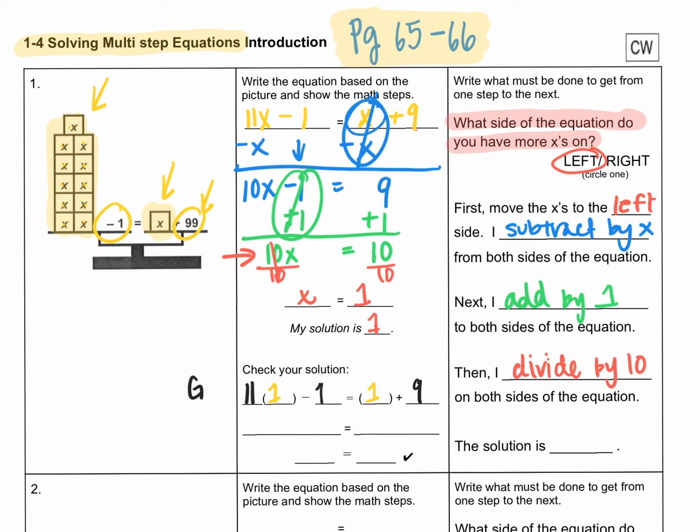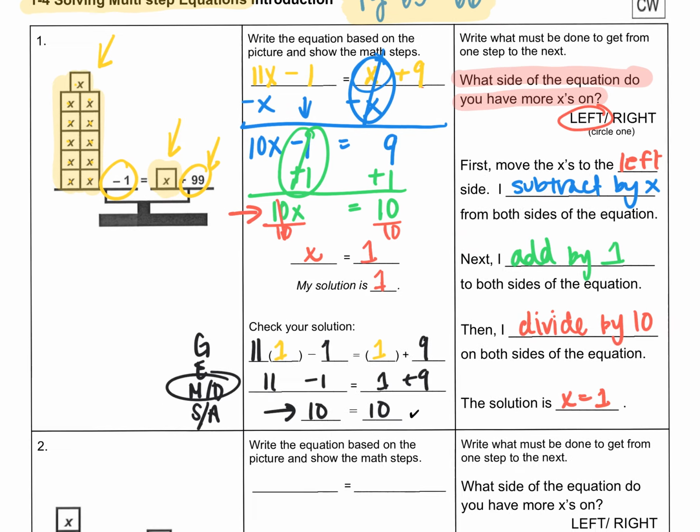From here, we're just going to follow order of operations to simplify. We have multiplication, subtraction, and addition. I want to do multiplication first. 11 times 1 is 11. 11 minus 1 is 10. 1 plus 9 is also 10. So this means 10 equals 10 is true, which means the solution is x equals 1, and it works.